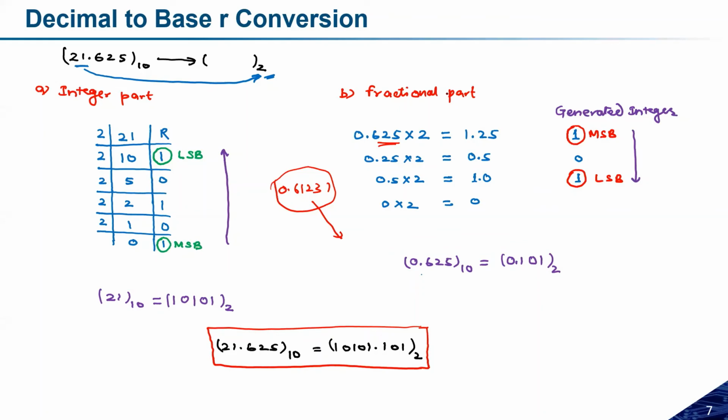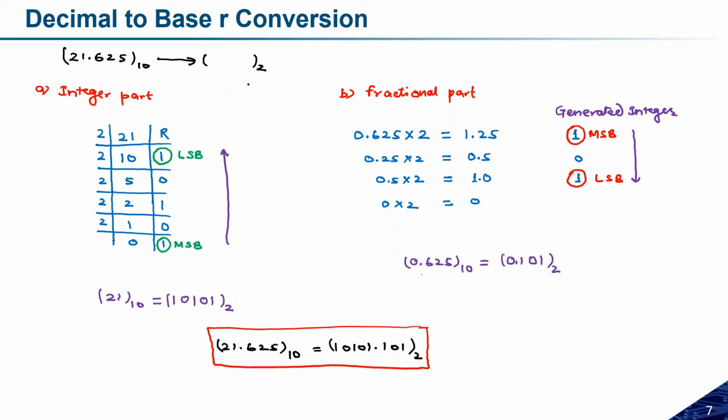There is no hard and fast rule, but if nothing is asked, then you have to convert at least up to the 4 digits, so that you can get some nibble kind of things. A nibble is nothing but the combination of 4 bits. That is important, and you should consider it. But there is no hard and fast rule for how many digits you should consider. So this is the way we convert a decimal number to some other base r.